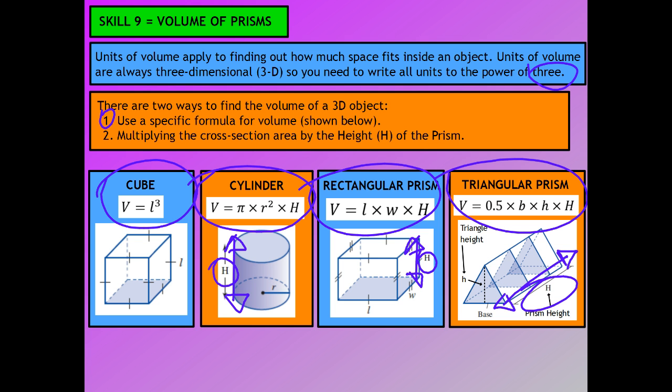The height of the cylinder can come in quite handy because it works with us for another way of finding the volume. This is method 2. In method 2, we can multiply the cross-sectional area by the height of the prism, recognised by the capital H. We'll go into an example of that in another slide.